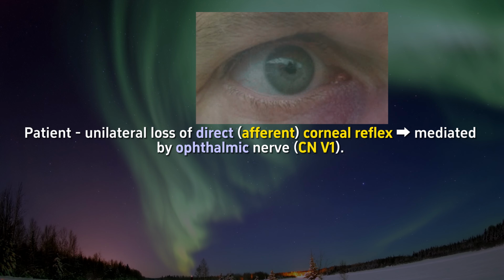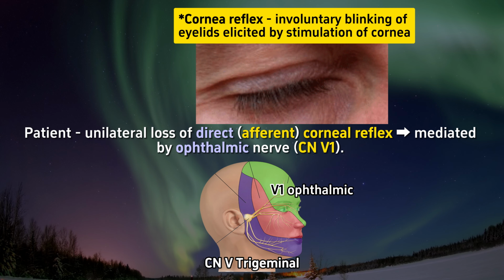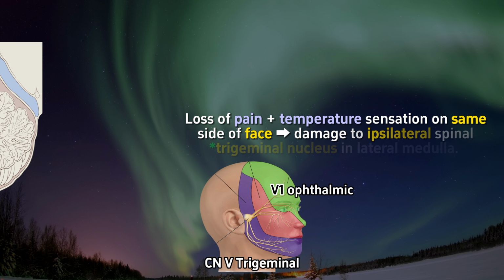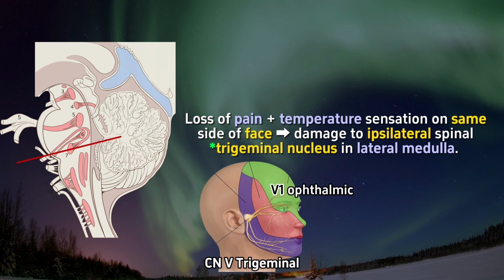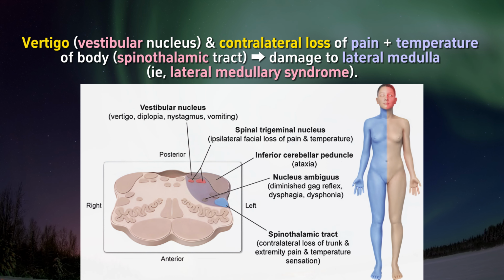This patient also has a unilateral loss of the direct afferent corneal reflex, which is mediated by the ophthalmic nerve, cranial nerve 5, first branch. In combination with the loss of pain and temperature sensation on the same side of the face, these findings suggest damage to the ipsilateral spinal trigeminal nucleus in the lateral medulla. The patient's vertigo, vestibular nucleus, and contralateral loss of pain and temperature sensation of the body, spinothalamic tract, are further consistent with damage to the lateral medulla, that is, lateral medullary syndrome.